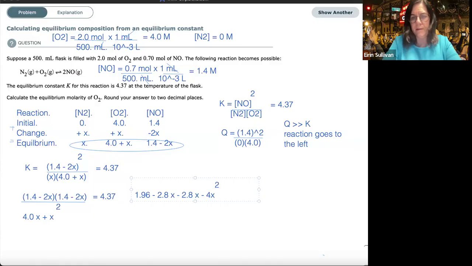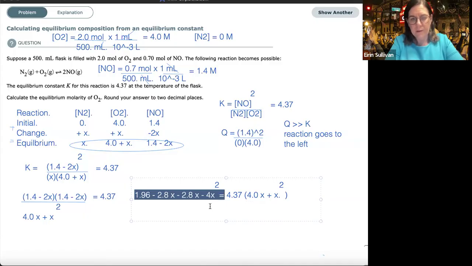So we can take our 4.0x plus x squared and multiply it by the 4.37 to get rid of that expression on the bottom. So that's going to be 4.37 times 4.0x plus x squared. I'm going to have to multiply all that out as well. Patience is a virtue. So let's multiply all that out as well. I'm just going to cheat a little bit and do a copy and paste here.